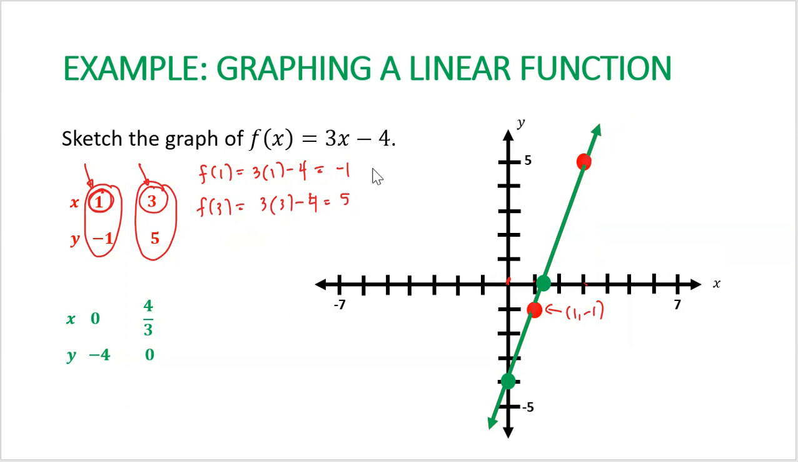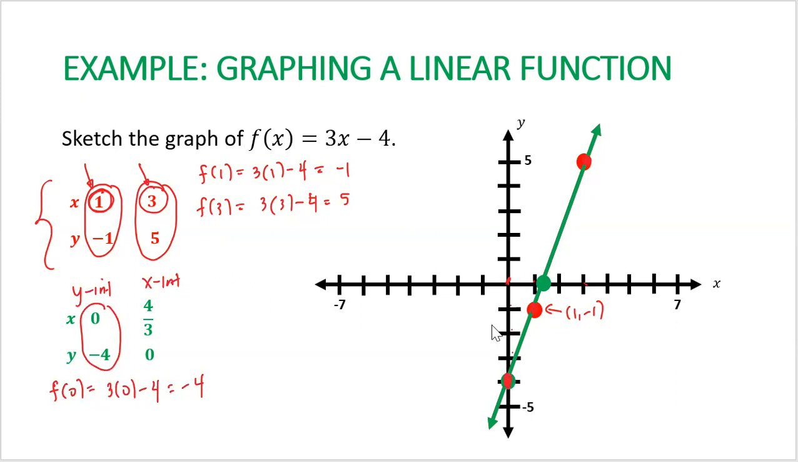Now also, instead of using this table of values, we can make use of the y-intercept and the x-intercept. So for the y-intercept, we shall evaluate f of 0. So we have 3 times 0 minus 4, which is negative 4. So that means the point 0 comma negative 4 is our y-intercept. So that means from the origin, we have to move 4 units downwards to get this green point here.